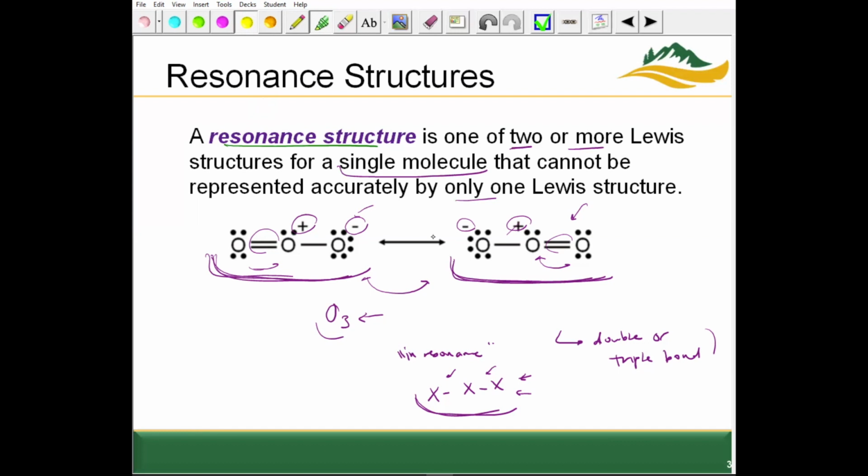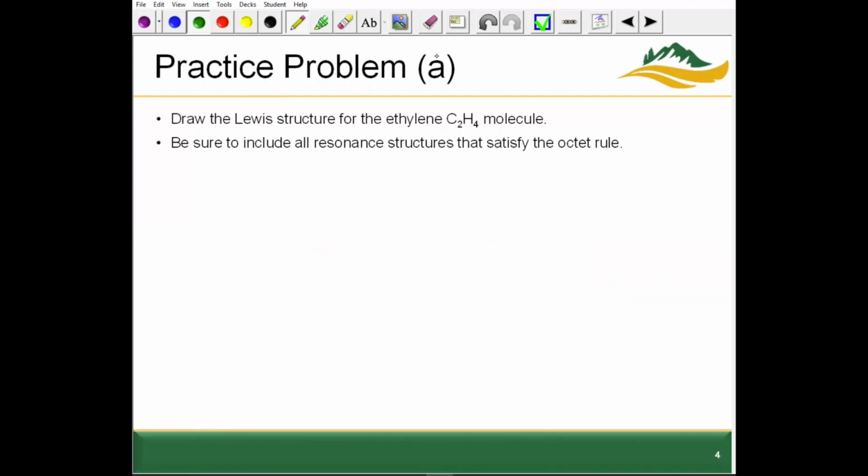We show 2 Lewis dot structures having resonance by this double-headed arrow, which means that this structure is in resonance with this structure. So let's try this practice problem and see if this molecule of ethylene, C2H4, has resonance by drawing the different possible Lewis dot structures. If there's just one possible Lewis dot structure, then we don't have resonance.